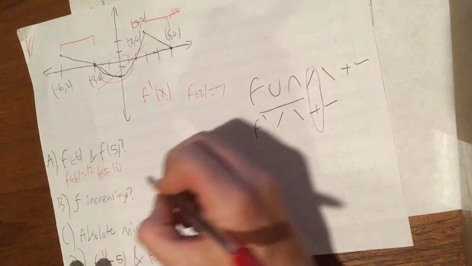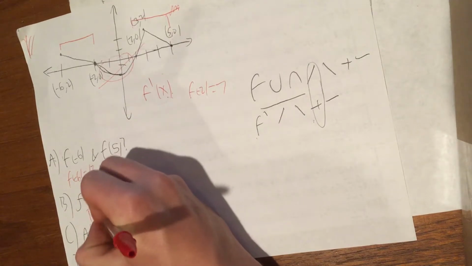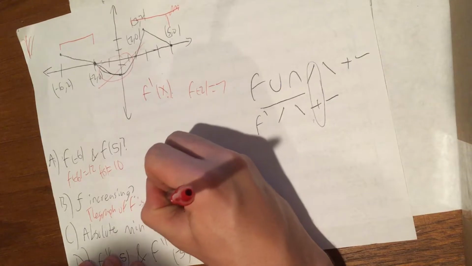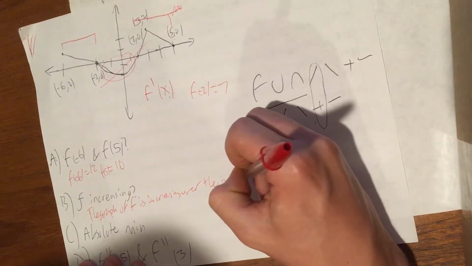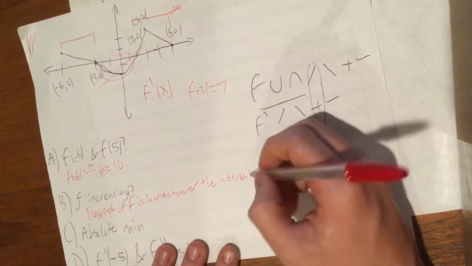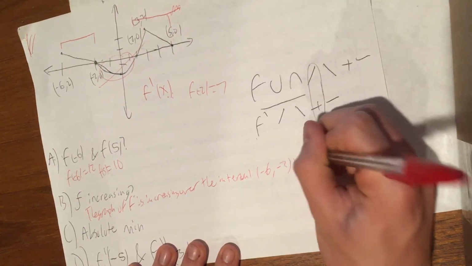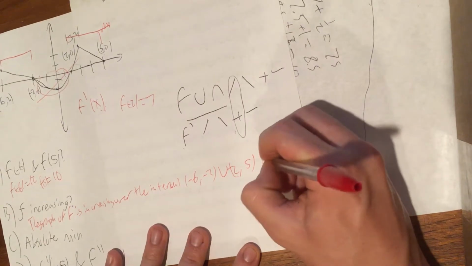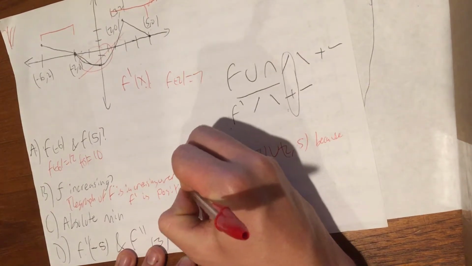So we can say that the graph of f is increasing over the interval negative 6, negative 2, and 2, 5, because f prime is positive there.